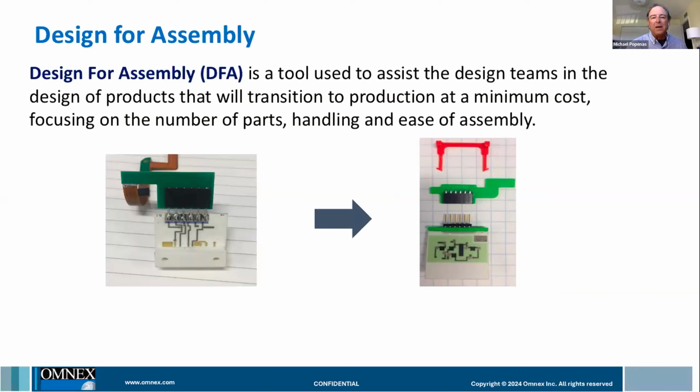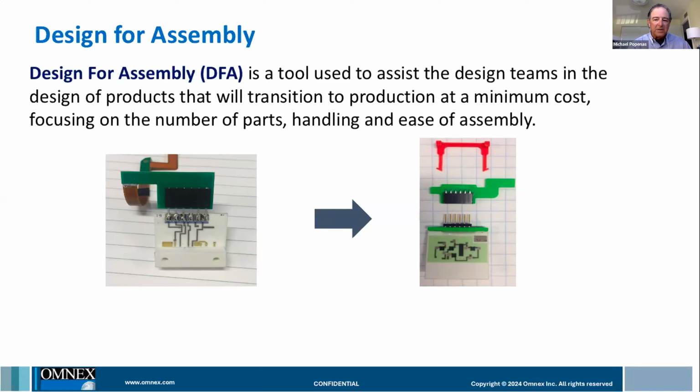So design for assembly is a tool, a method for design teams working with their counterparts in manufacturing, manufacturing engineering, production, and maintenance to optimize a part design to drive cost to a minimum and drive the number of parts to an optimum number for ease of assembly.